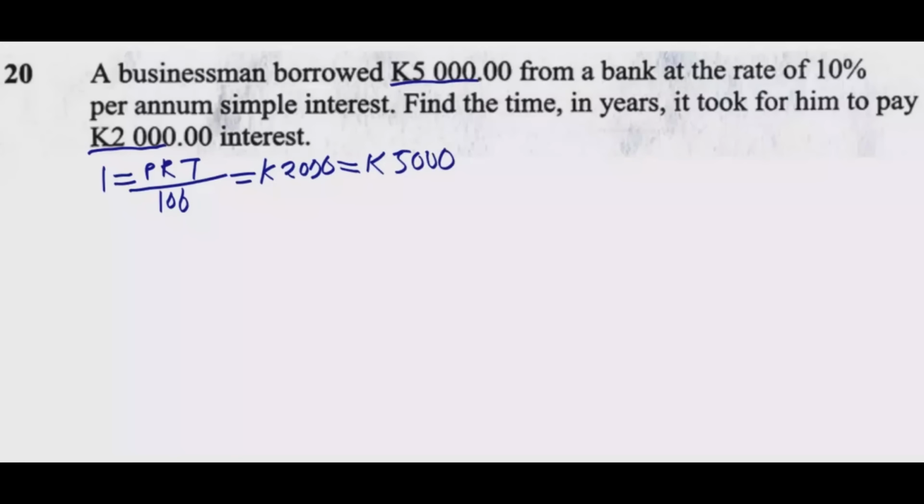Then we are looking for the rate, that is 10%, so we say times 10. Then for how long, we don't know, that's what we want to find, so we say times time, the whole of that over 100.